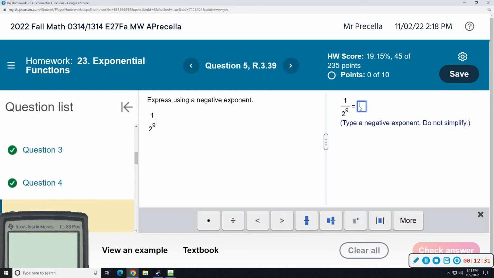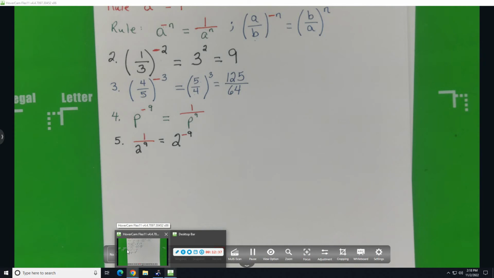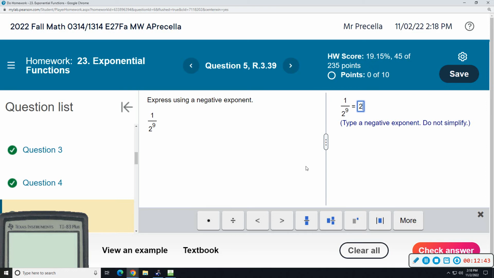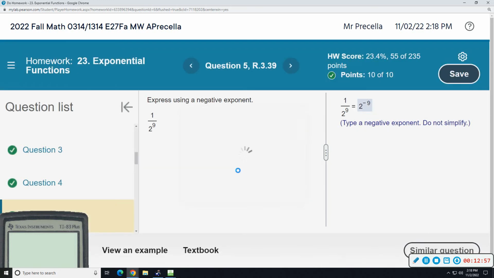Once again, if you just look at my sheet of paper, it looks like I've just written the problem down and written the answer. About 4 and 5. There's not a lot of work to it. 2 raised to the negative 9th. Okay.